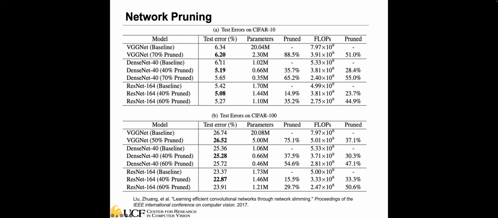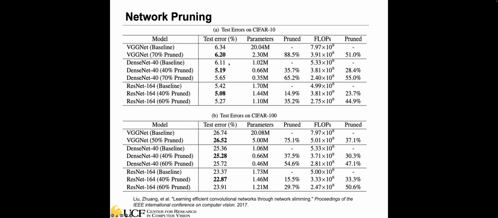But if you look at the test error, the error actually also reduced. This is a good thing. You reduce the model size and compute, and you also achieve a gain in accuracy. Remember, this is the test error, so the smaller, the better. So they are able to improve the test error.